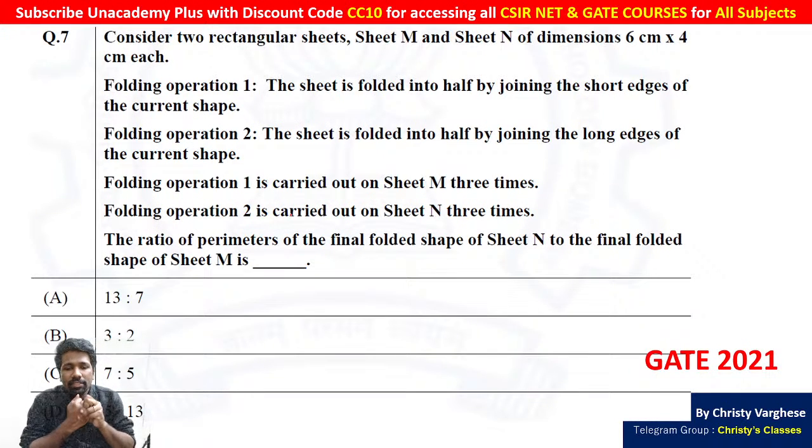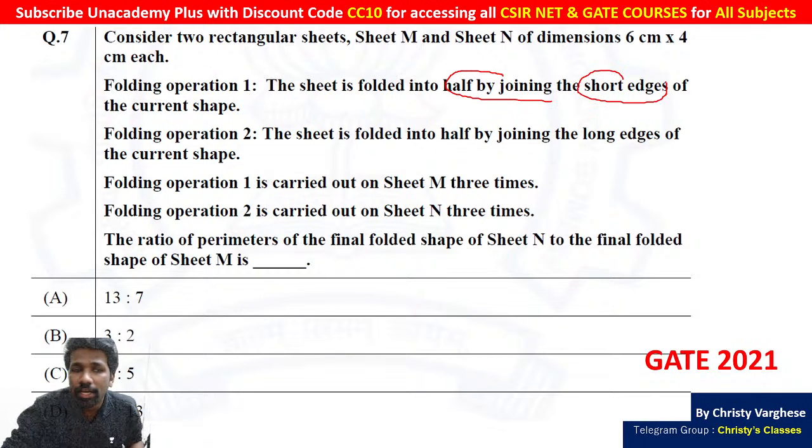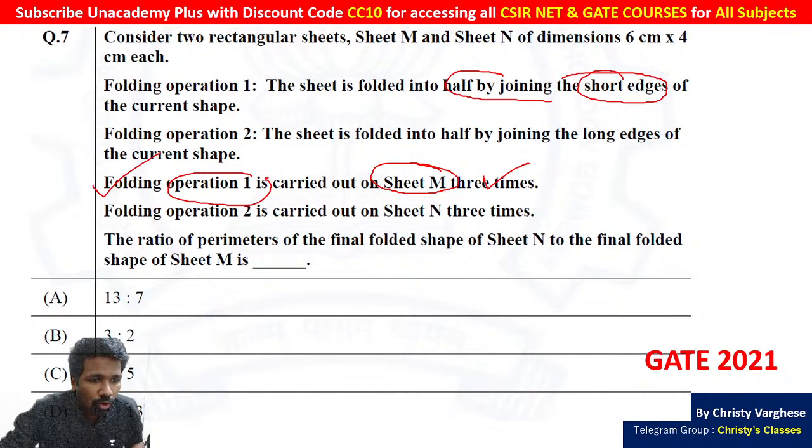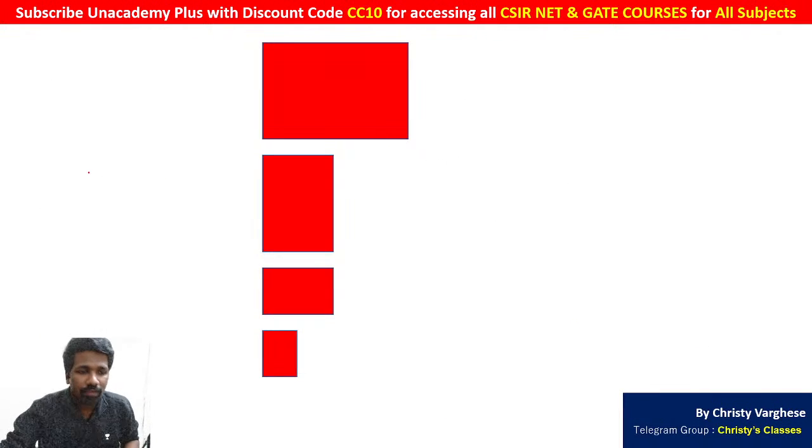The question says consider two rectangular sheets, sheet M and sheet N. Now you can just think about a paper of 6 by 4 dimension. Folding operation 1: the sheet is folded in half by joining the short edges. On sheet M, operation 1 is carried out 3 times. That I will explain. This is the meaning of it.